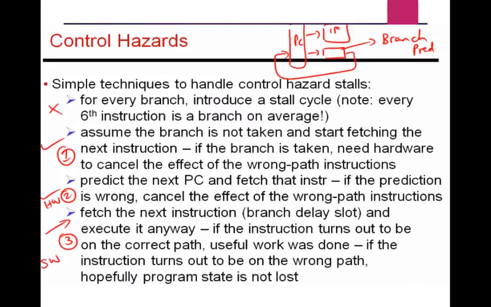the second instruction is fetched and tries to execute, so we have to stop that. That's why we need software, which is very important. If the prediction is wrong, cancel the effect of the wrong path instruction. So we have to cancel it and fetch the next instruction. The branch delay slot instruction has to be executed anyway. If the instruction turns out to be on the correct path, useful work was done. If it turns out to be on the wrong path, hopefully program state is not lost.